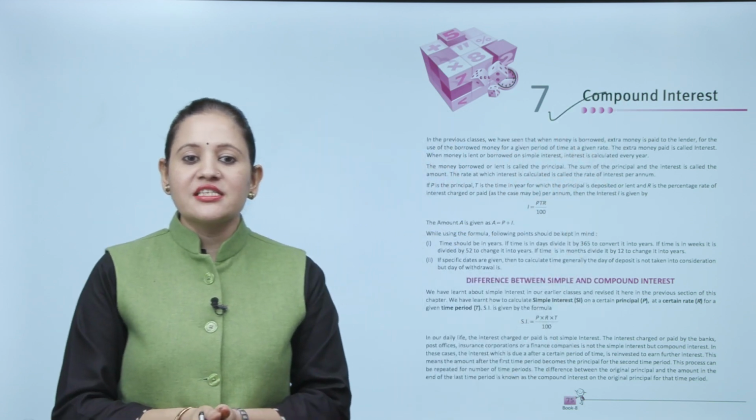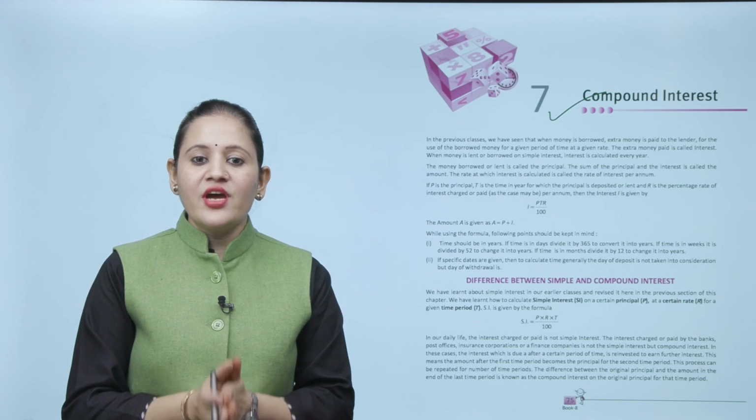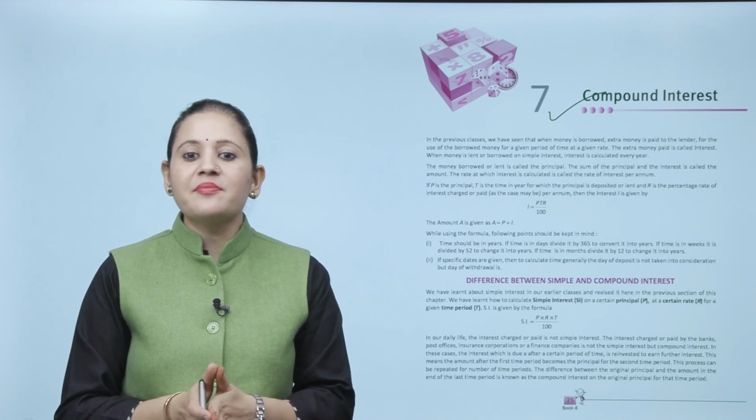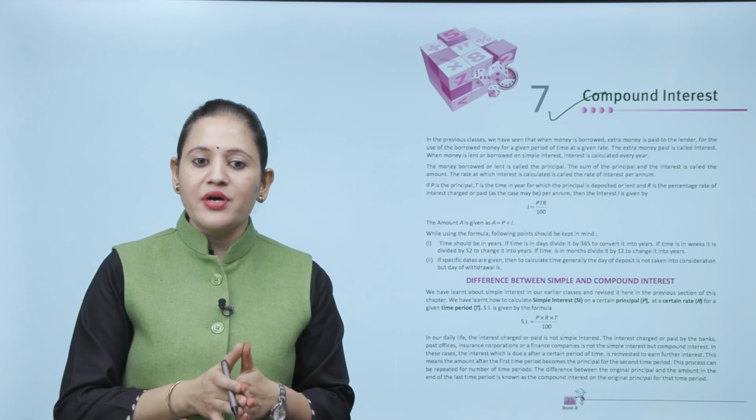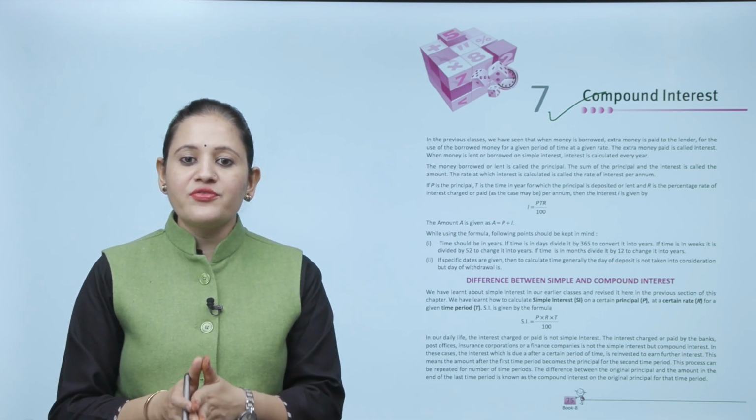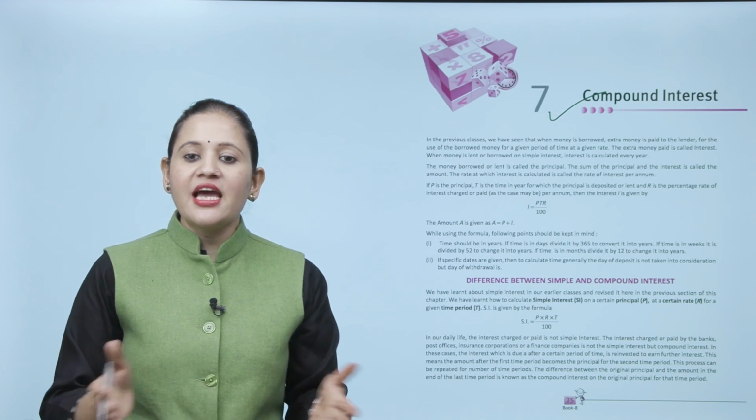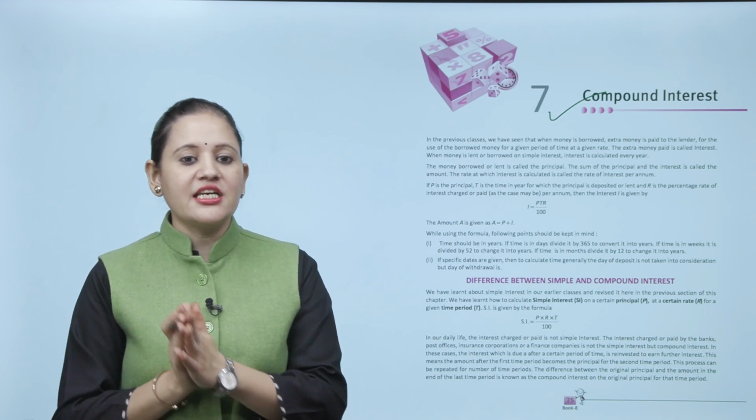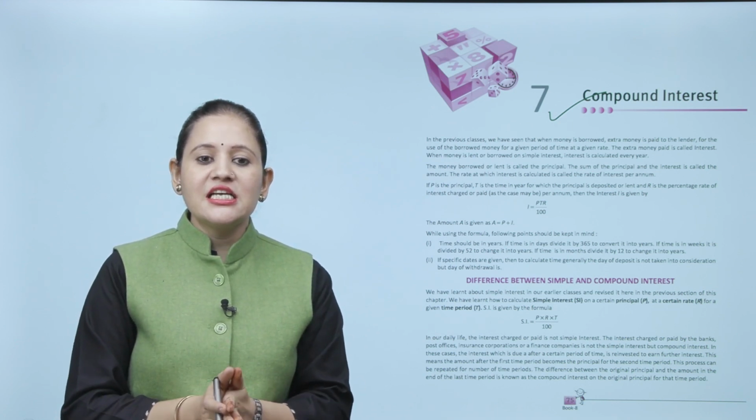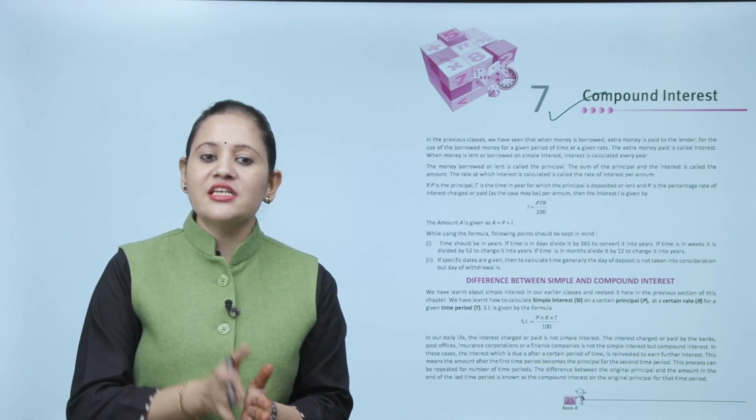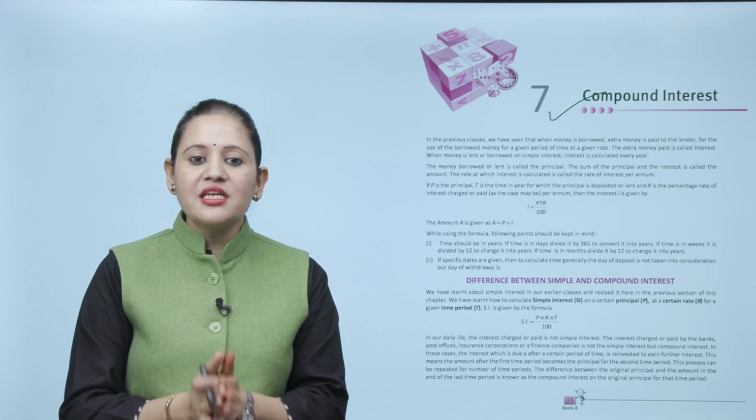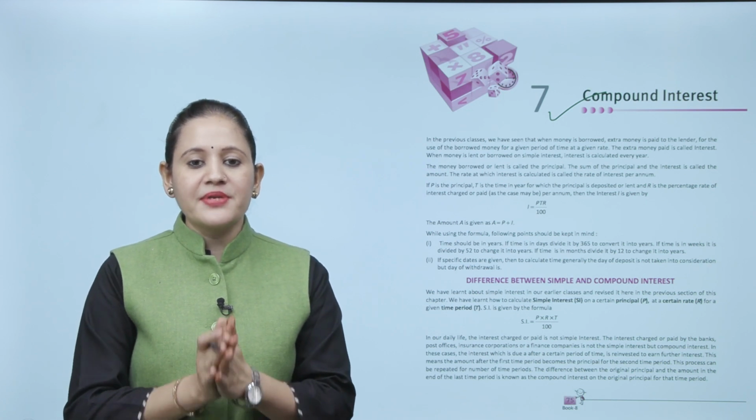In the previous classes, we have seen when money is borrowed, extra money is paid to the lender for the use of the borrowed money for the given period of time at a given rate. The extra money paid is called the interest. When money is lent or borrowed on simple interest, interest is calculated every year. The money borrowed or lent is called the principal.